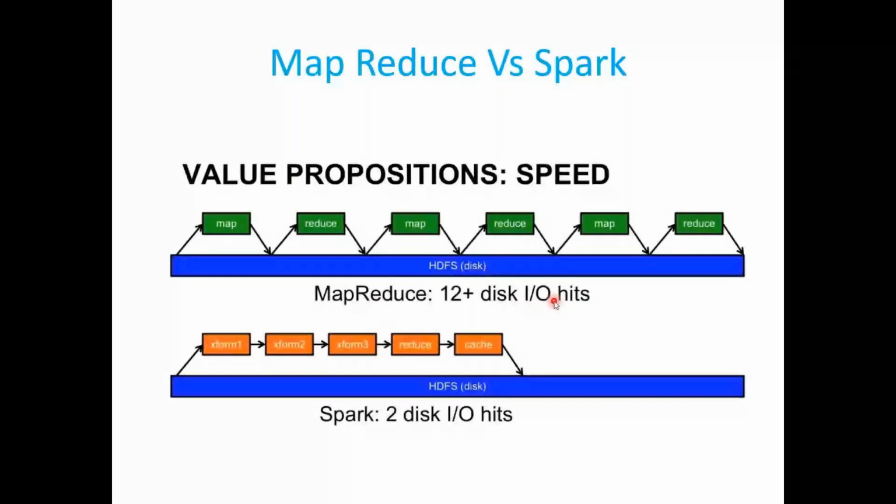Always reading from the hard disk and writing to the hard disk is a costly operation. If you want to achieve the same thing in Spark, you can do that with just 2 disk IO hits, because only for the first time we are going to read from the hard disk. All the intermediate results are stored in the RAM itself, and finally we are storing the results back onto the hard disk.